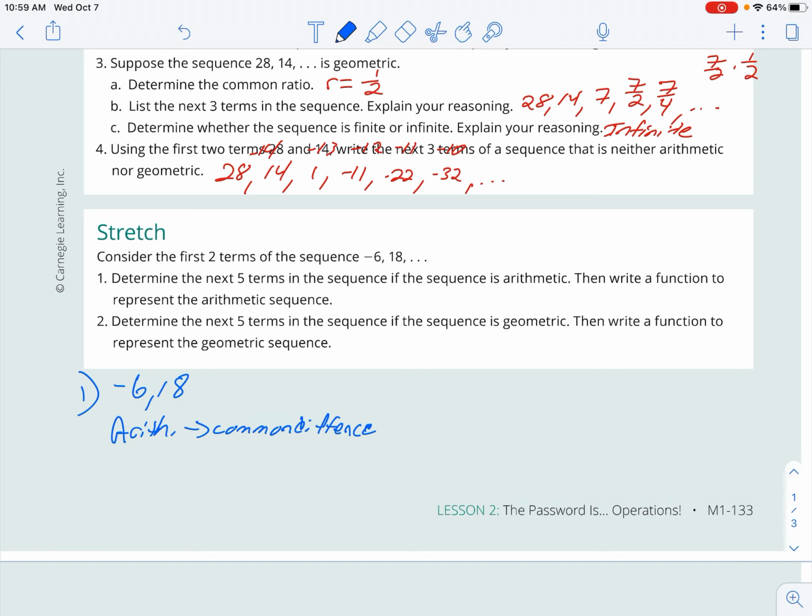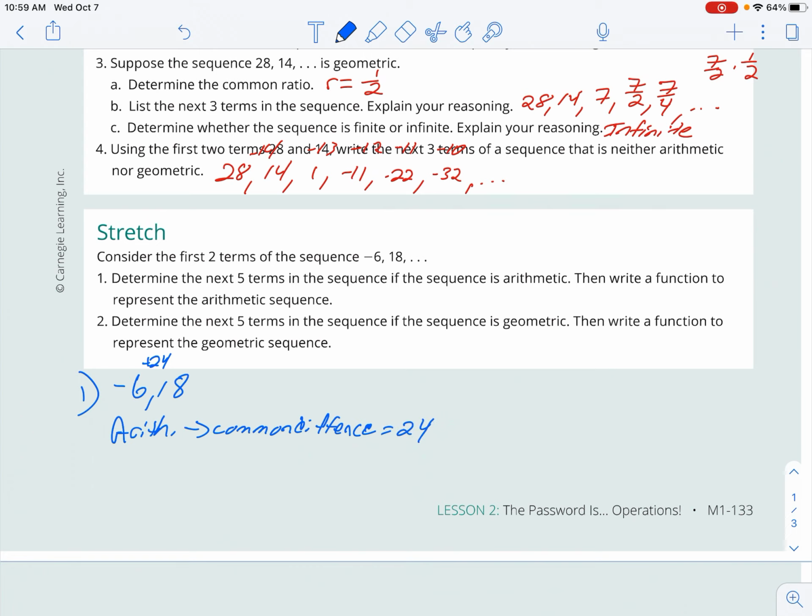So from -6 to 18, what is that increasing by? And I could see somebody say plus 12, but that is not the case. -6 plus 12 does not take you to 18. That is a difference of 24. So my common difference is a plus 24.